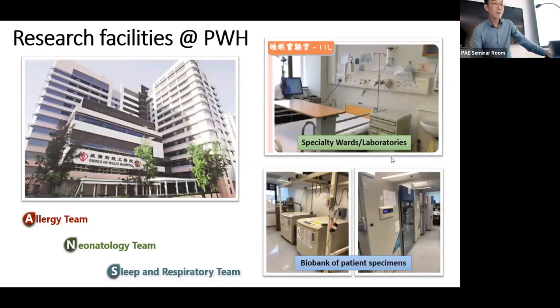So you will see we have many refrigerators here, and a liquid nitrogen tank, storing very important assets such as the patient blood, the patient tissues, and the patient bone marrow. So when we have a research idea, we can tease out that patient sample and then do the appropriate research.